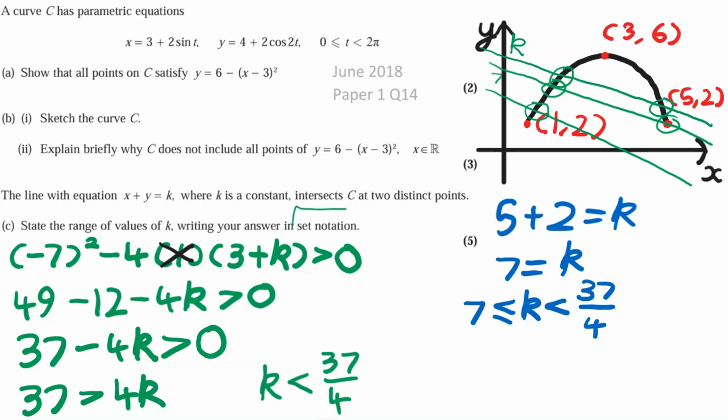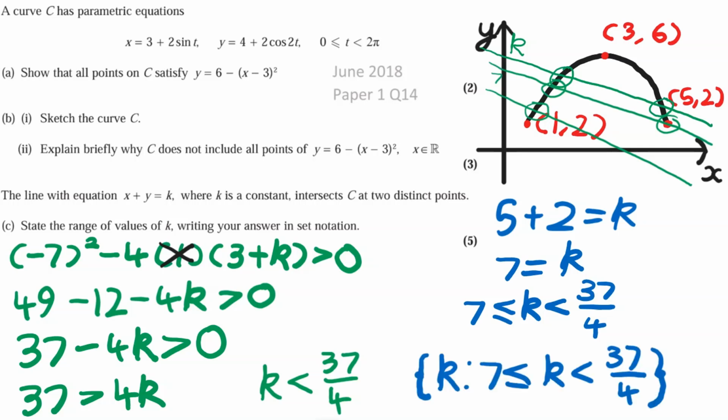It wants the answer in set notation. We've talked about set notation before, essentially just a different way of writing it. It's like this here, where we say k, where k is bigger than or equal to 7 but smaller than 37 over 4. And this here is the final answer.